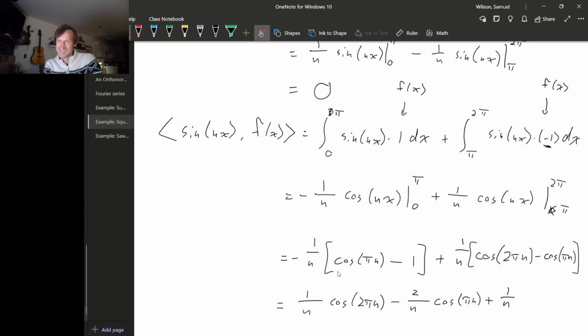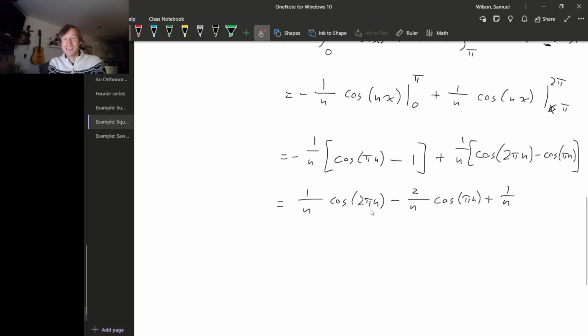Let me make sure I didn't miss anything. Okay, so now we need to think about, well, what are these? N is an integer, so cosine pi n might be plus or minus 1. On the other hand, cosine 2 pi n, well, 2n is an even integer, so here we have an even multiple of pi, and cosine of an even multiple of pi is always 1. Okay, so this part here we need to think about still, and then this part at the end is 1 over n.